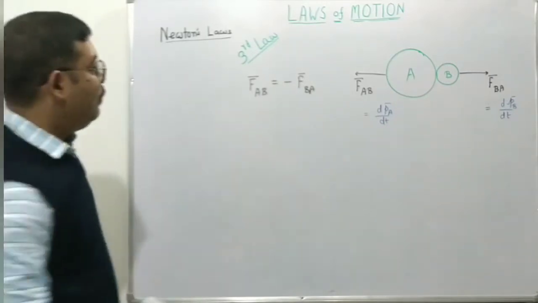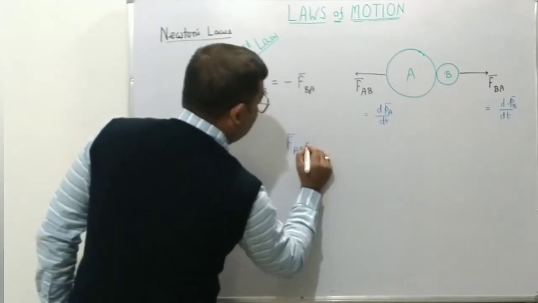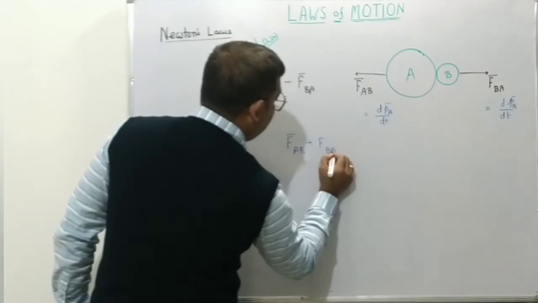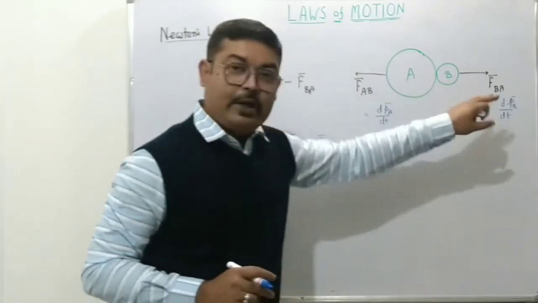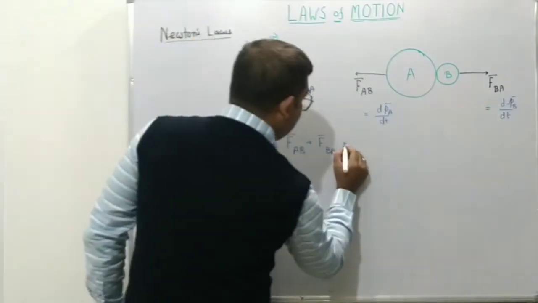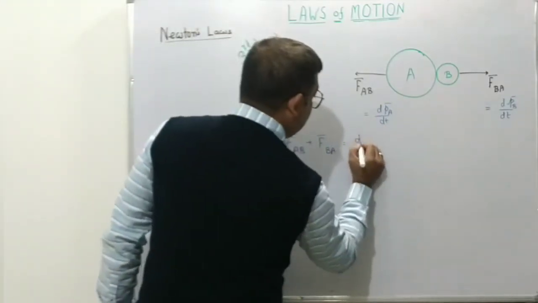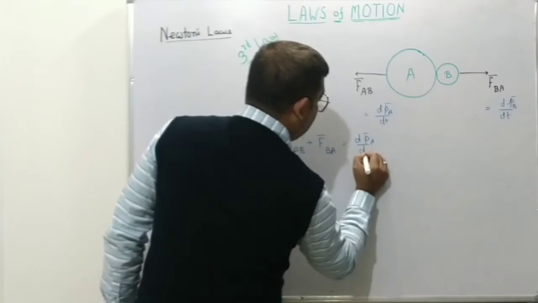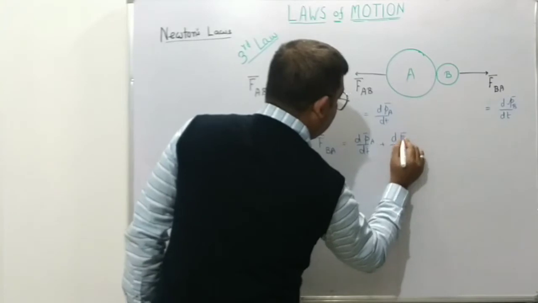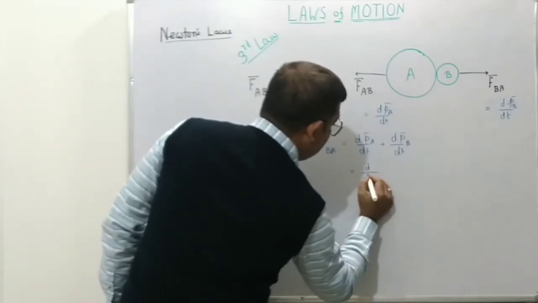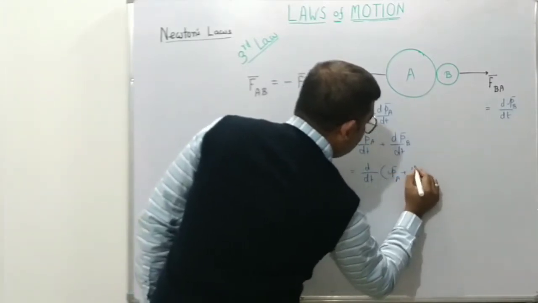Right? So if we add these two, FAB plus FBA, we are applying Newton's second law of motion to the action and reaction pair. So what we get, dPA by dt plus dPB by dt, which is equal to d by dt of the net change of momentum.